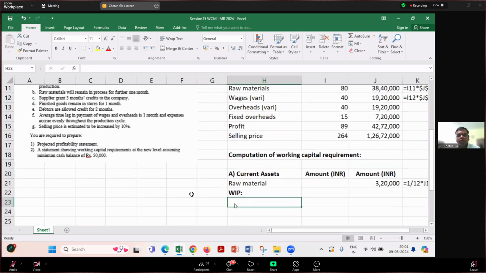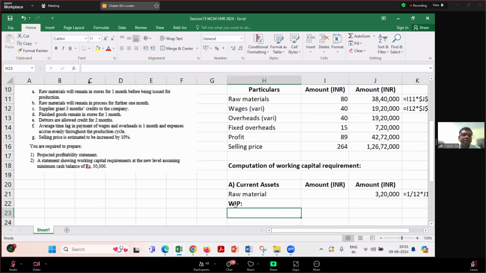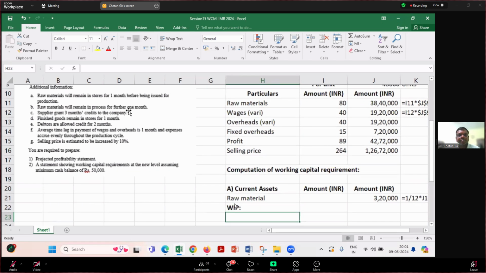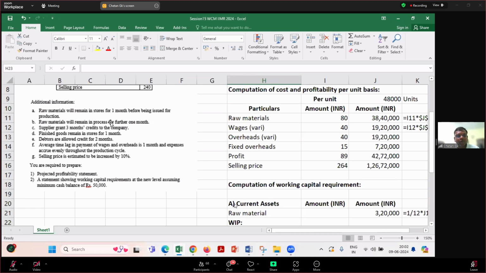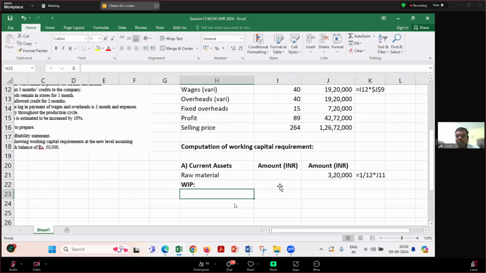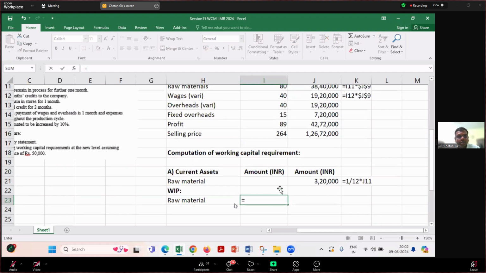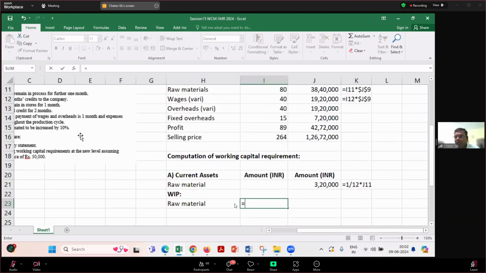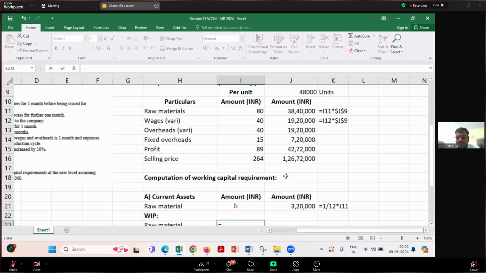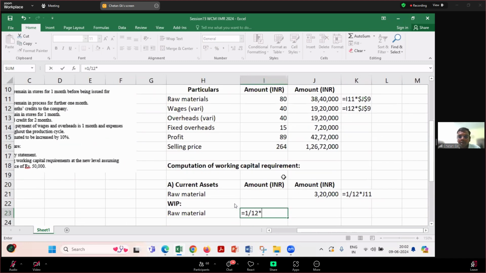Okay, so work in progress: what they have said here is that raw material will remain in the process for 1 month. Whatever has been attached to the raw material in the stores will also be in the process for the next 1 month. That is wages, overheads, fixed overheads, everything else will also be there in the process. So I'll write it now, raw material. They're saying the work in progress is for 1 month, so 1 month is 1 divided by 12 multiplied by this amount.